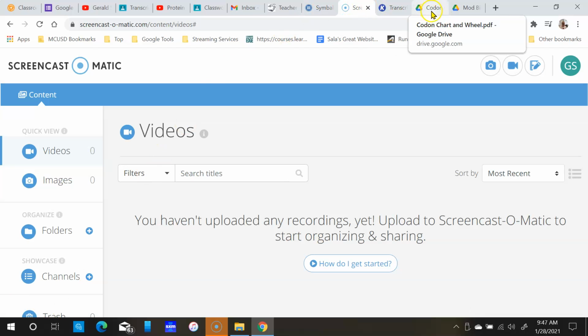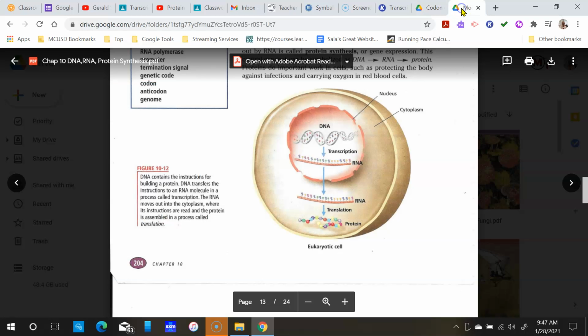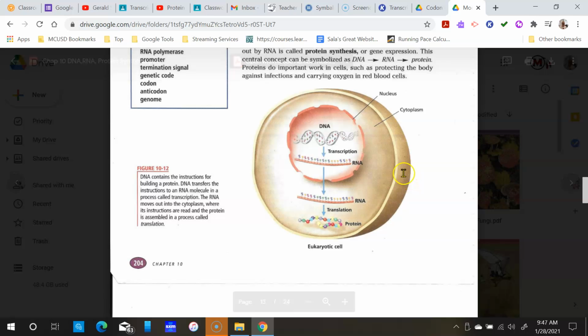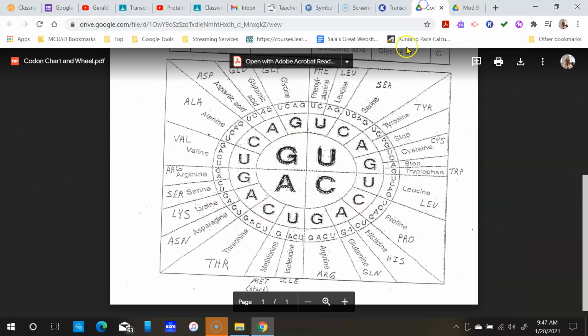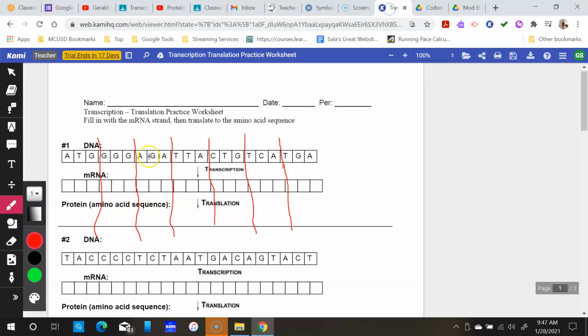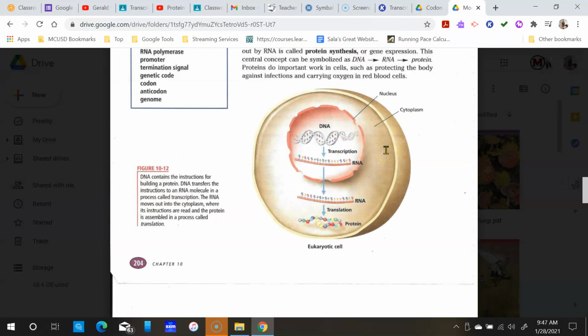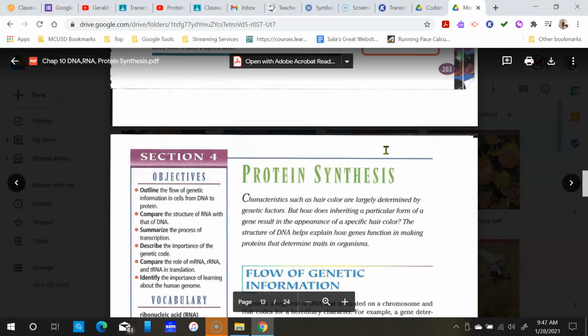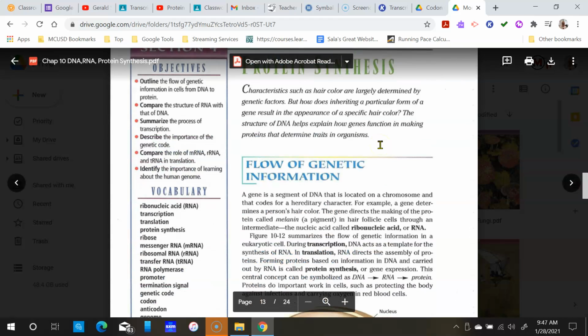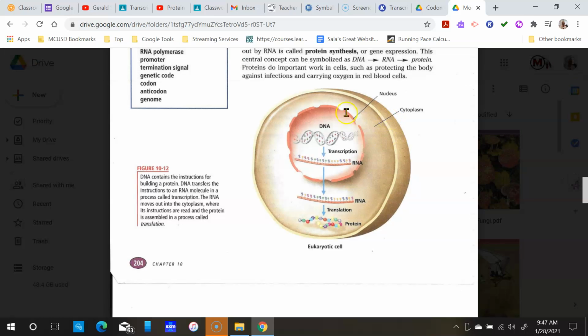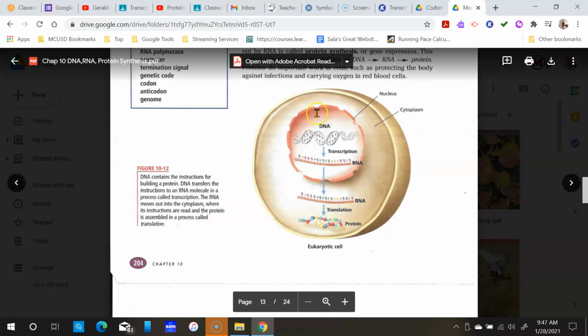Sala. Just going to go over a couple of things, a brief overview again of transcription and translation. Then we'll look at the codon wheel, and then we'll get a little practice looking at transcription and translation. So, right in chapter 10, section 4, protein synthesis, there's a very good picture at the bottom of page 204 for you to visualize what is going on.